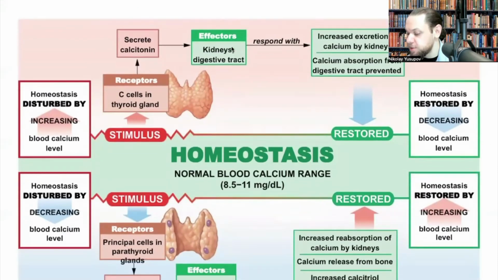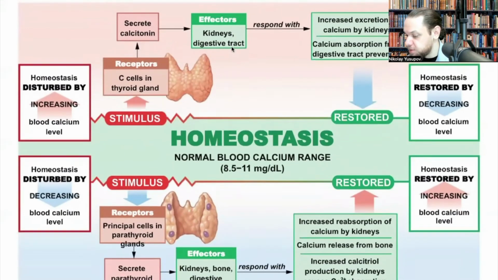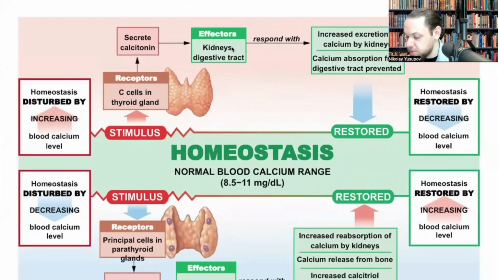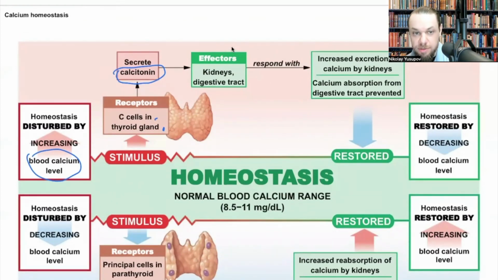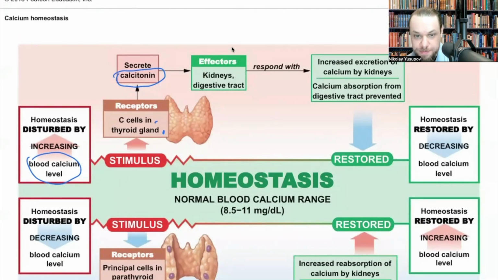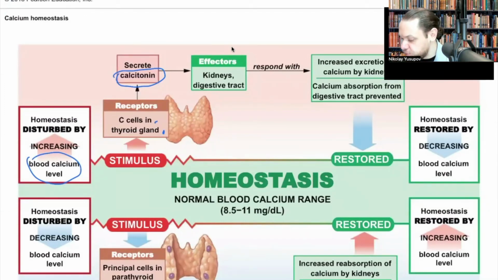So here they show you the two different conditions. Let's go with high. Let's say your blood calcium level is high, and the body is going to respond to that. The C cells in the thyroid gland are going to secrete calcitonin. Calcitonin is released when your calcium level is high. And here they give you the normal range between 8.5 and 11.